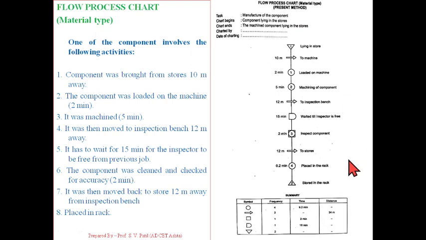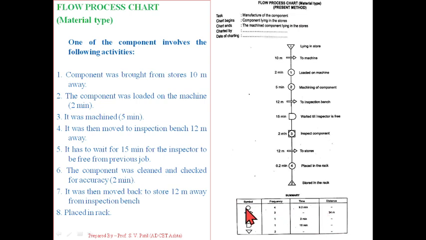At the last, we are supposed to prepare the summary. So that summary table will appear like this. In the first column, there are various symbols. In the second column, the frequency of occurrence of those symbols. Then the third column is indicating the time required. The last column is indicating the distance traveled.